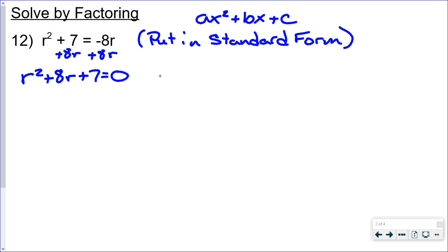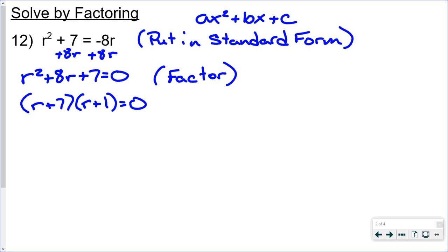So now what I'm going to do is factor this. So how do you know if you should use factoring to solve it? Well, look at what you have, and if it's not easily factored, then that means you want to use a different method. Okay, so when I look at this, I'm thinking what two numbers multiply to 7 and add to 8? And that would be 7 and 1. So this factors to r plus 7 times r plus 1 equals 0.